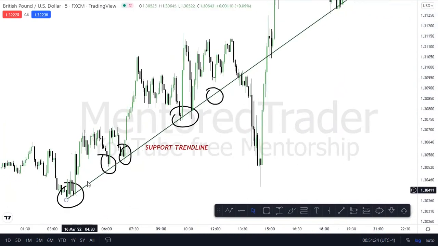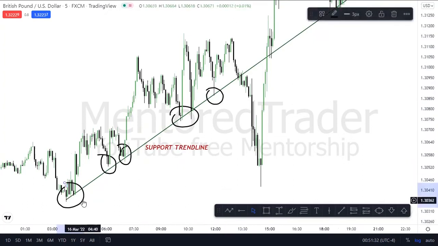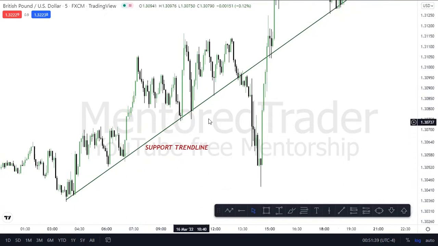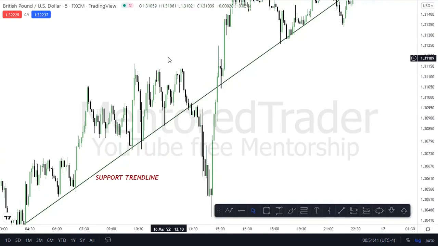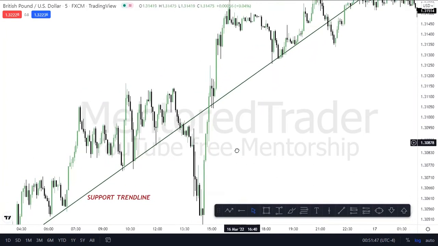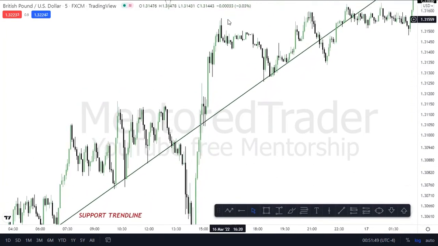We have the first touch. It is a strong support line, but it is keeping price above it. Price is breaking below, but immediately price goes back up.